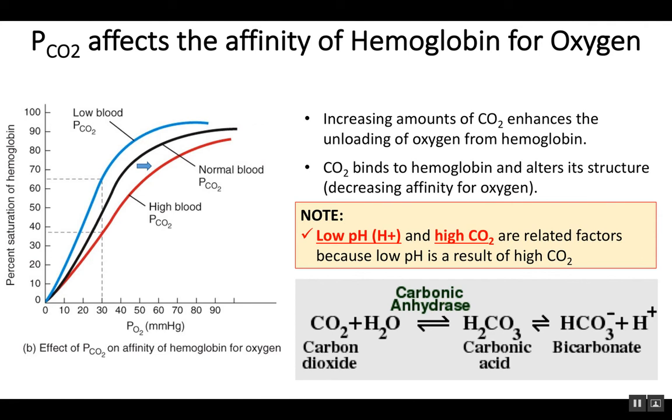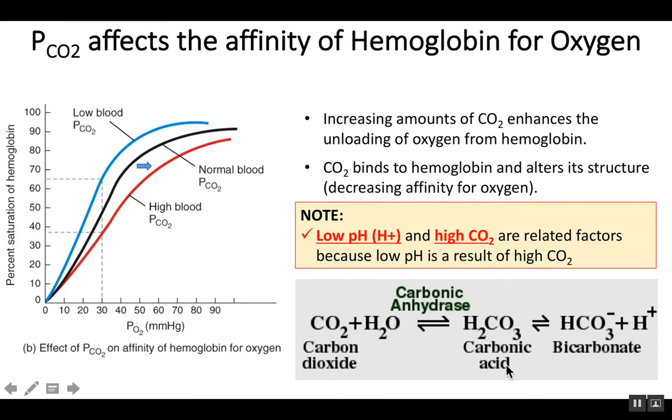This one, very similar. The only difference is we're not looking at pH, we're looking at the amount of carbon dioxide, which, remember, they're related. The more carbon dioxide you have, the more acidic the environment is. So increasing amounts of carbon dioxide enhances the unloading of oxygen from hemoglobin. Carbon dioxide also binds to hemoglobin, and when it does, it alters the shape, just like the hydrogen ions did from the previous slide, and that lowers the affinity.